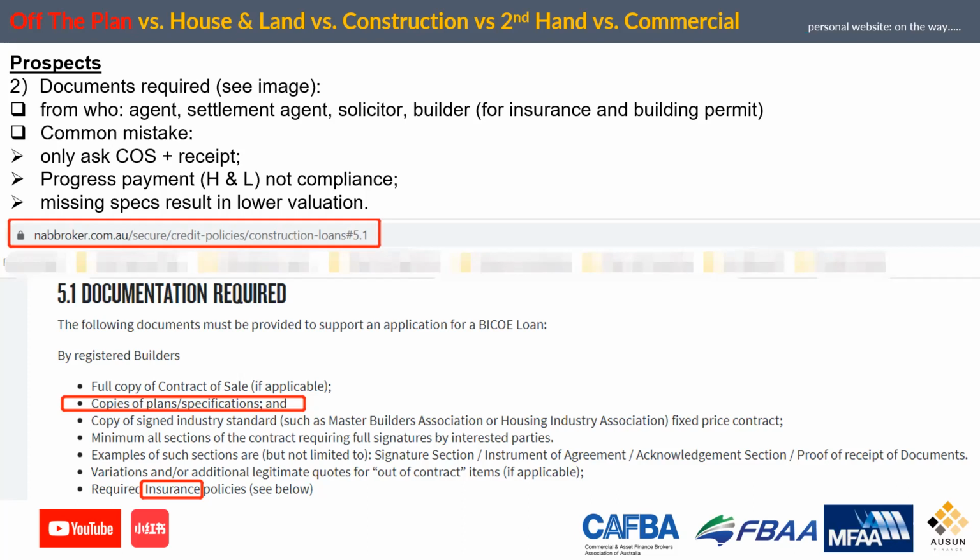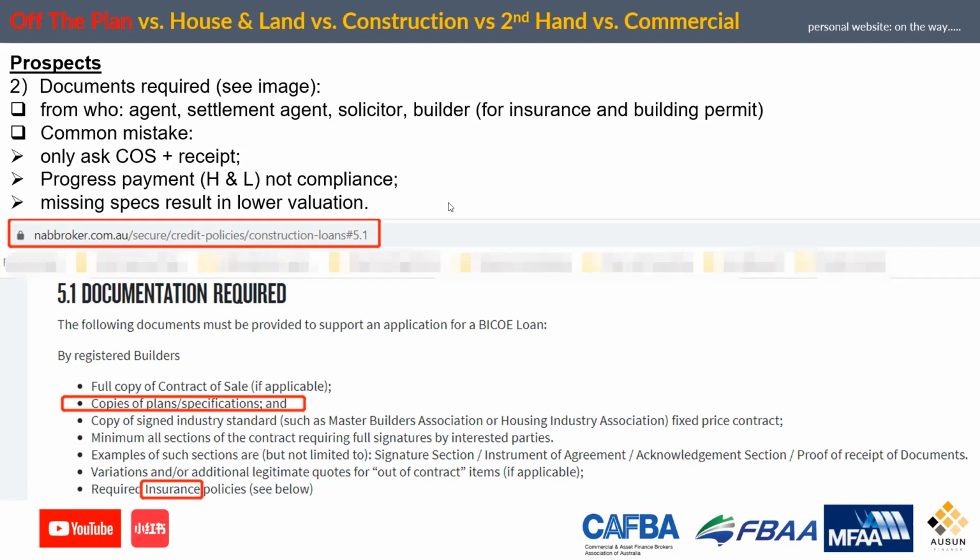Some of the builders' progress payment is actually not compliant. They're asking for too much money at the very beginning. All right. This mistake, please avoid making it: missing the specifications. If you didn't ask for these documents and the valuer is too busy, they probably won't bother to ask you again, so you end up with a lower valuation. That's not good for the valuation results, is it?